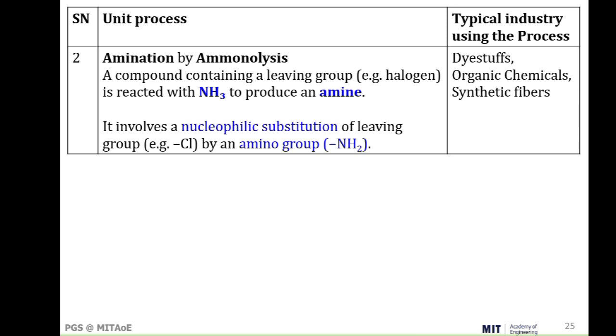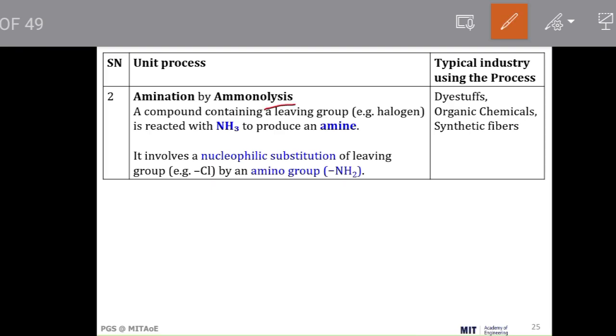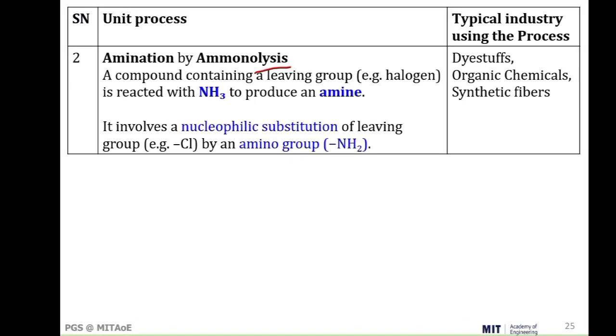The next unit process is amination. Amination can be carried out by two mechanisms or types. First, amination by ammonolysis. Lysis means breaking the bonds. Here ammonia is used as a reagent to break the bond and form new amine products. That is basically the meaning of amination.